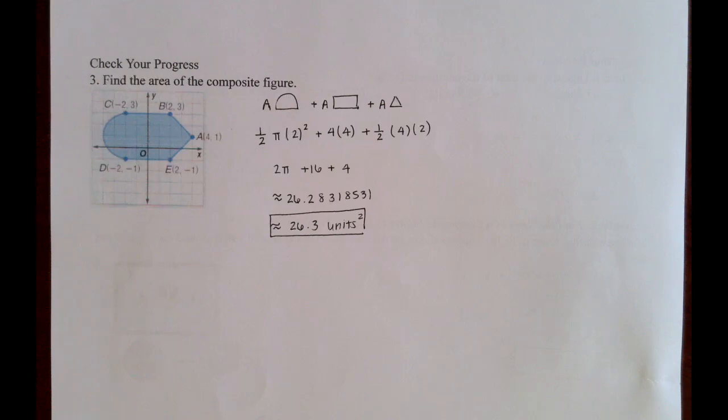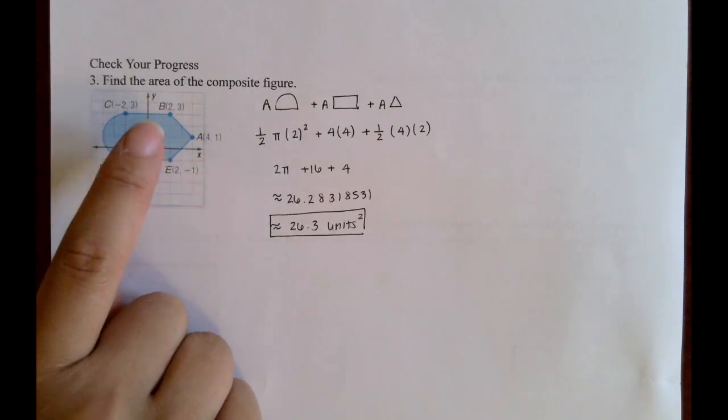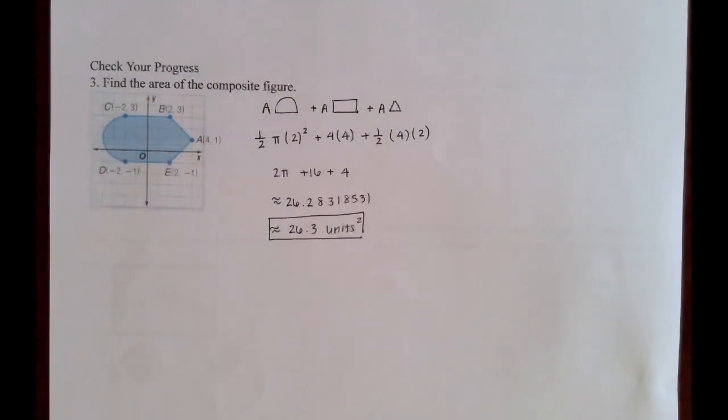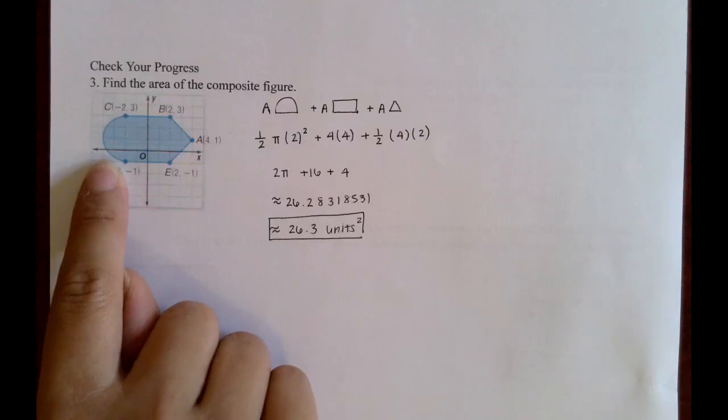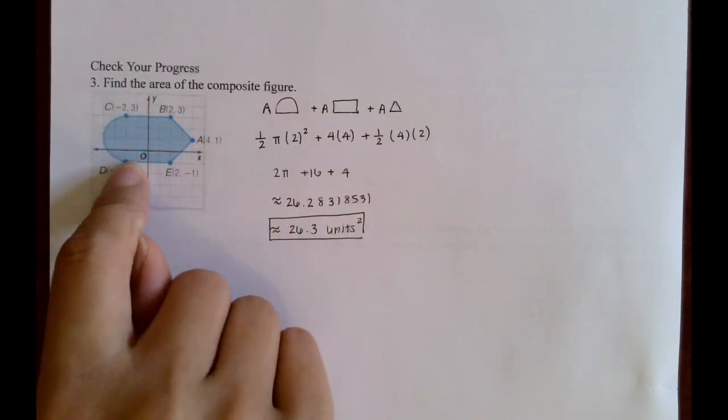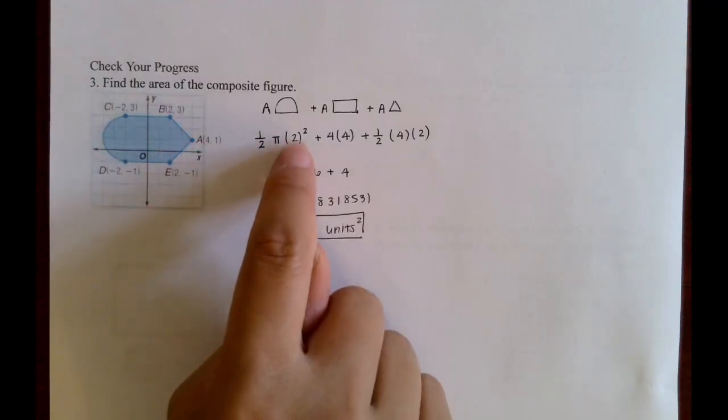Okay. So this area of the composite figure, it's composed of a semicircle, a square, sorry I drew it like a rectangle, a square, and a triangle. Okay. So to find the area of all of it, I just need to find the area of each of the pieces and add it up together. Okay. So semicircle is half of a circle, so that's why you see the half pi r squared. The diameter is 4, which means the radius is 2, so 2 squared.